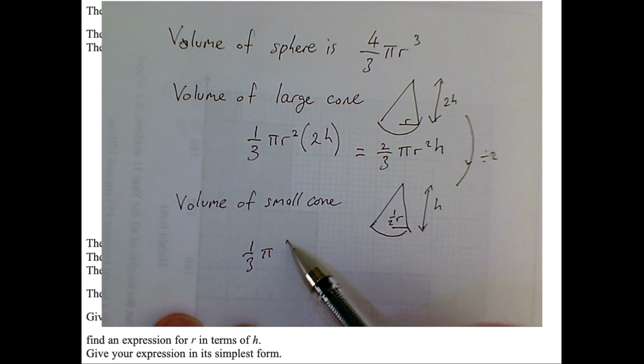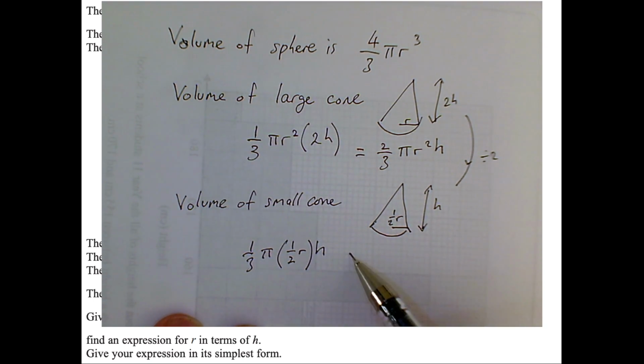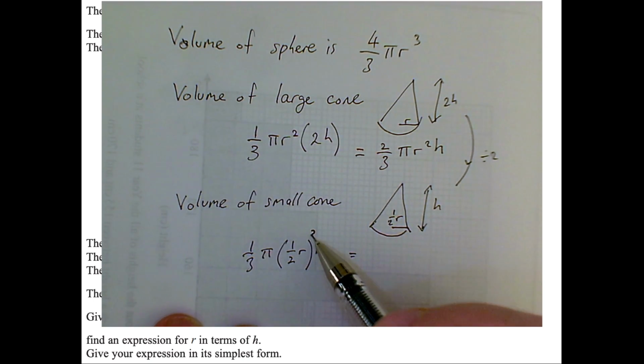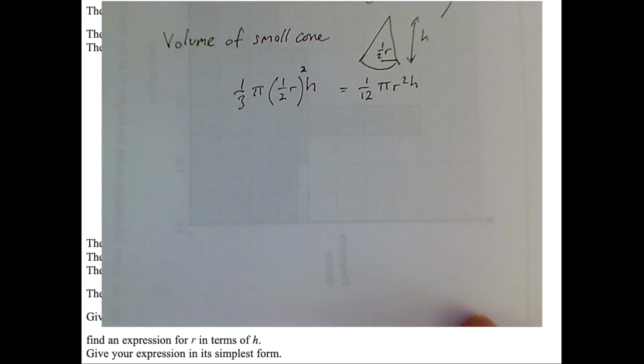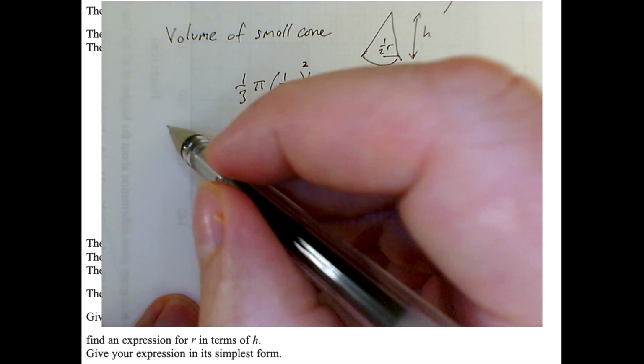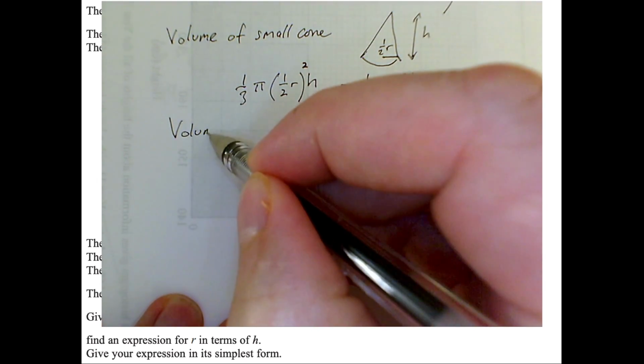Right, so the volume is going to be 1/3 pi r squared h. Now the radius this time is half r, and the height is h, so that's 1/3 pi times half r squared times h. Well, a half squared is a quarter, and a quarter times 1/3 is going to be a 12th. So a 12th pi r squared h is the volume of the small cone. Now to find the volume of the frustum, I need to take the small cone volume away from the large cone.